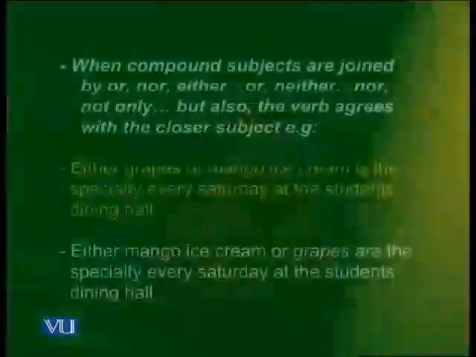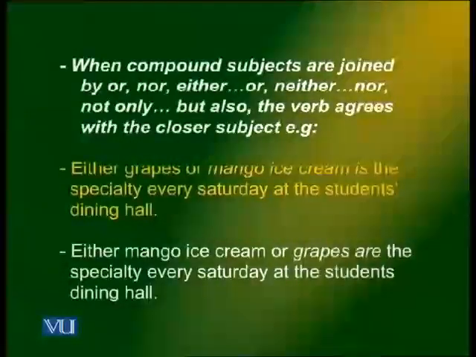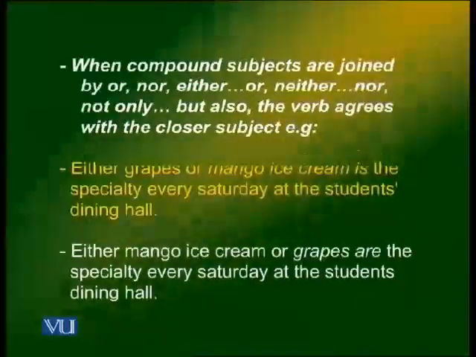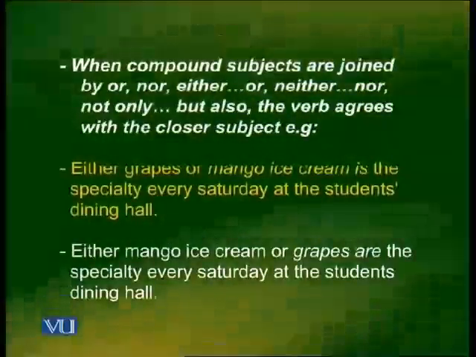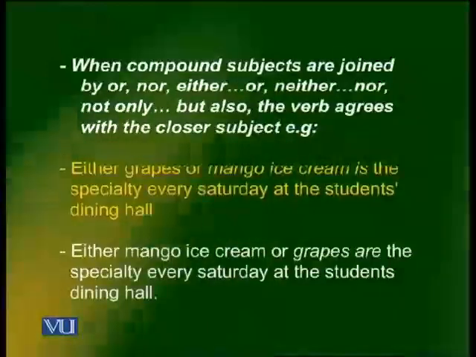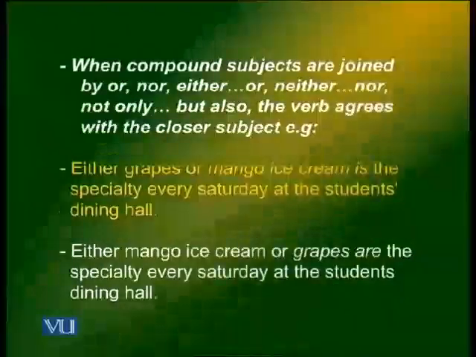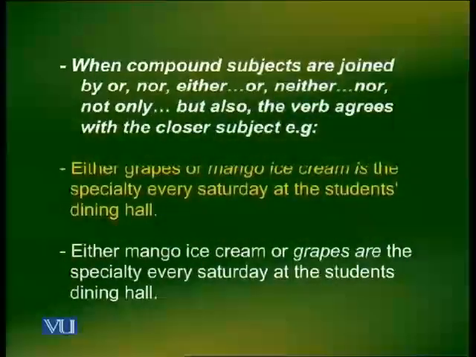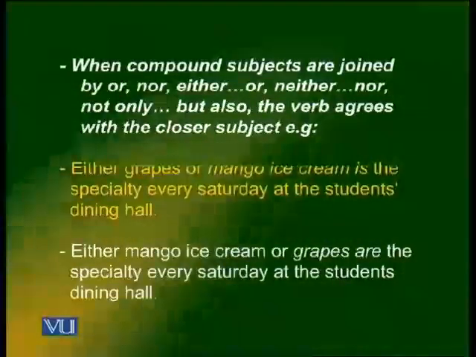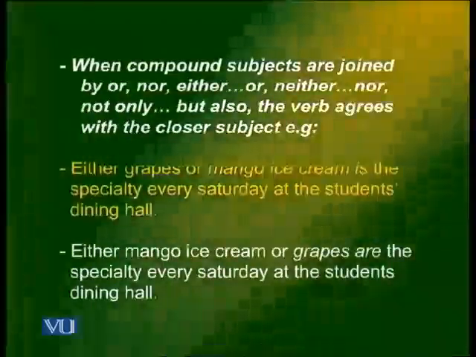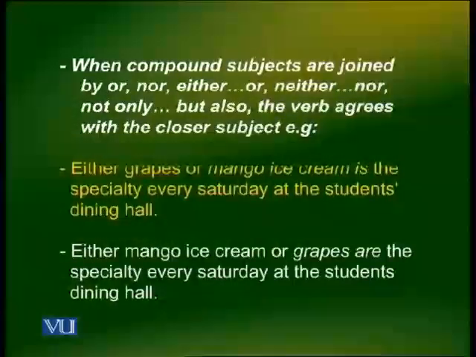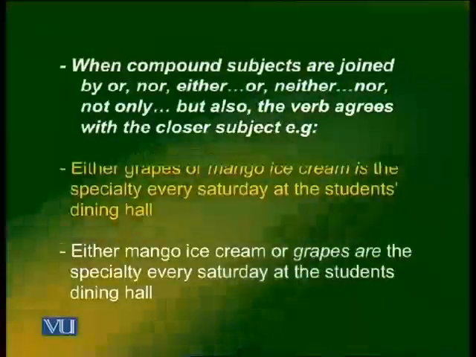Now remember that when compound subjects are joined by words like or, nor, either or, neither nor, not only but also, the verb agrees with the closer subject. By closer subject I mean the subject that is closest to the verb.